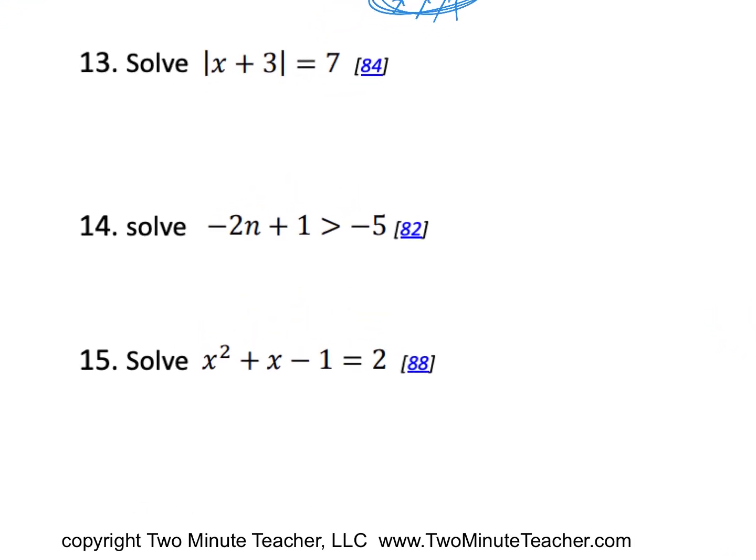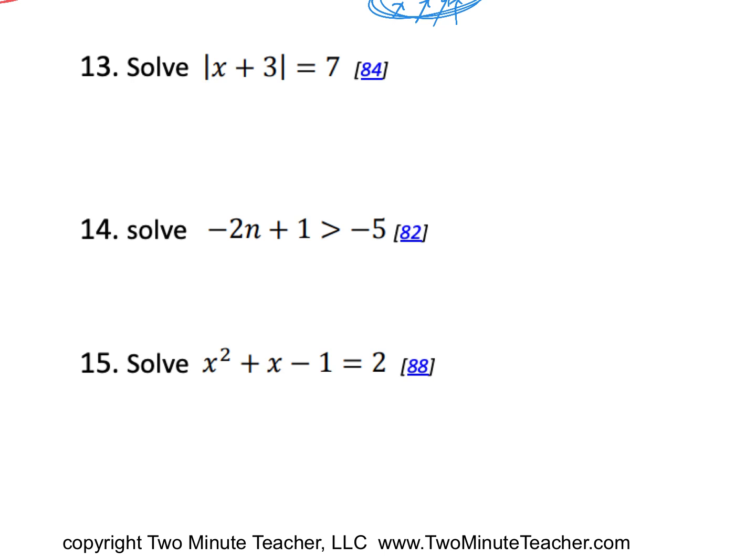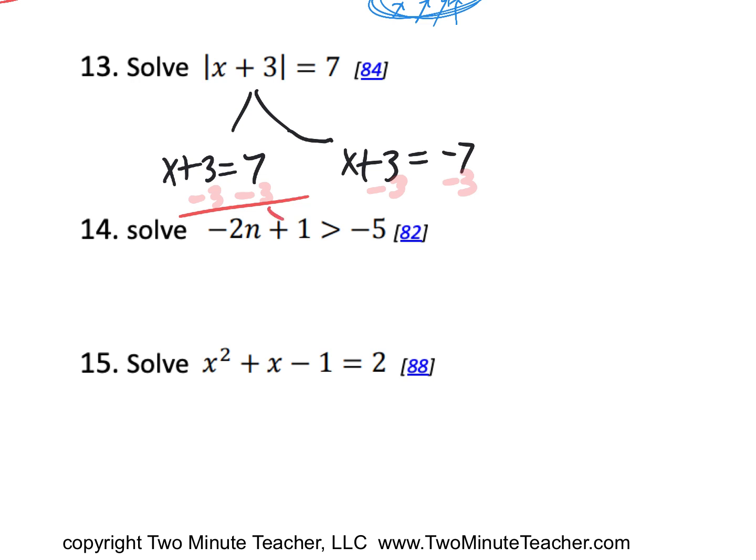Okay, we're on number 13. How many of you already knew that I split it into two things? Raise your hand if you were onto that. Okay, good. Then the two things it splits to is x plus 3 is 7, just like you see, all you do is drop the bars. And the other one is x plus 3 equals negative 7. And from here, they're just two simple little equations. You go minus 3, minus 3, and you get x equals 4 and x equals negative 10.